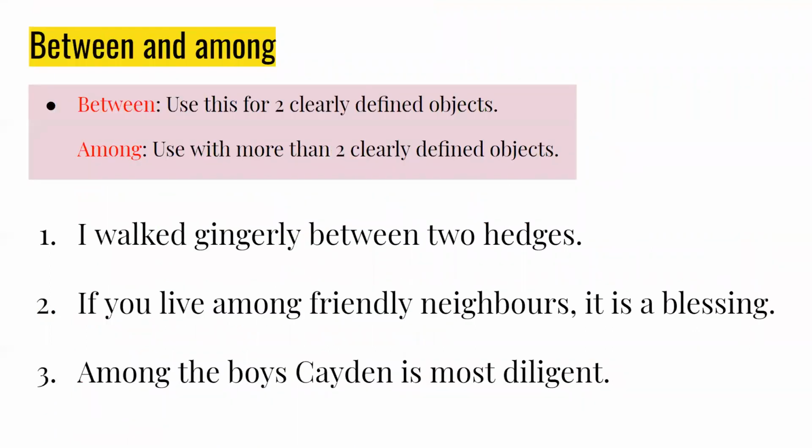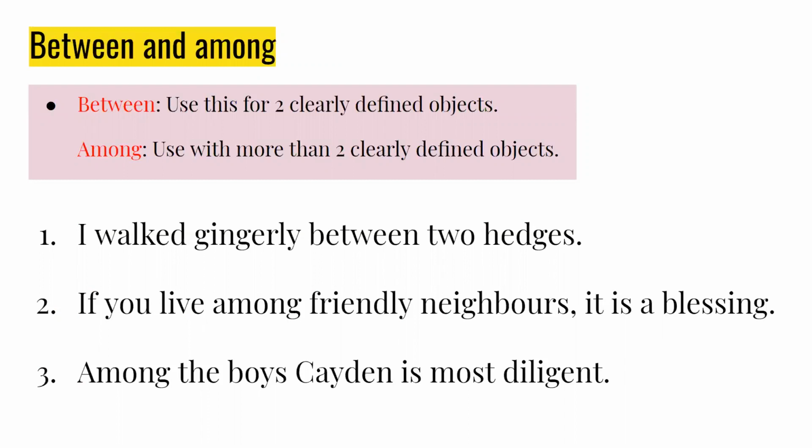So let's remind ourselves of the guidelines for using the words between and among. Between, we use this for two clearly defined objects. Among, we use this with more than two clearly defined objects. The first sentence says, I walked gingerly between two hedges. Between is being used to indicate the relationship between two objects, which are the hedges.